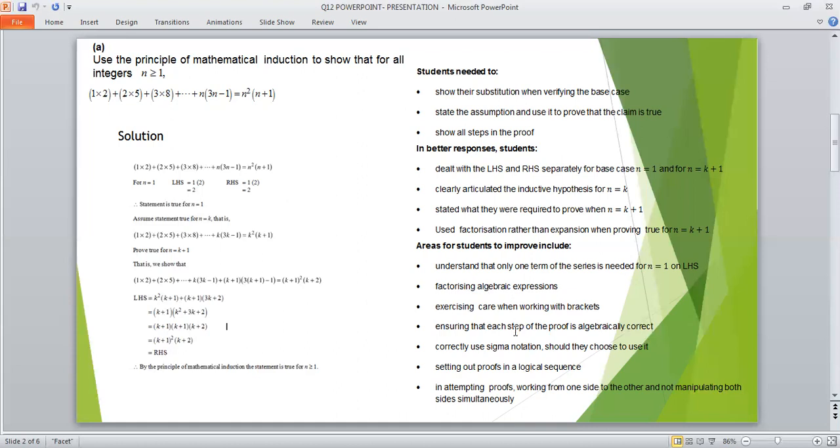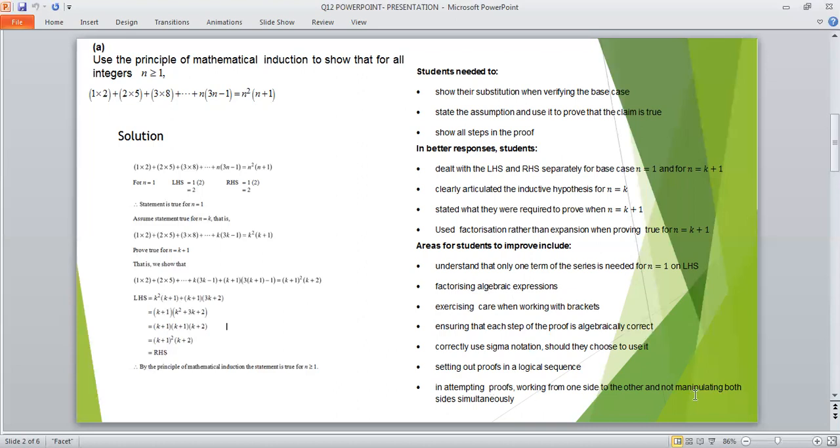Many of them didn't ensure that each of their steps was algebraically correct. Some of them chose to use sigma notation and used it incorrectly. And then, of course, many of the proofs were not set out in a logical sequence. And many students, and this was actually quite surprising, this being a proof, they were attempting to do the proofs by working, they must work from one side, of course, to the other, and not manipulate both sides simultaneously by canceling terms from both sides. And this created lots of confusion.